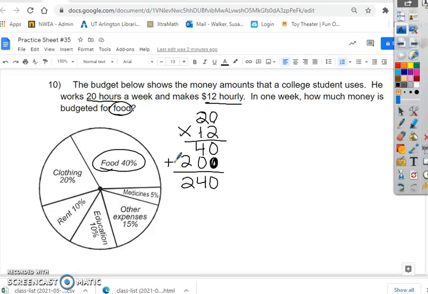And now in order to figure out how much we get for food, we change the percent to a decimal and we multiply. And that will tell us how much money this person makes for food. I think it's kind of funny that that is the biggest category. Okay. Anyway, figure out food. That's your job. Do that now.